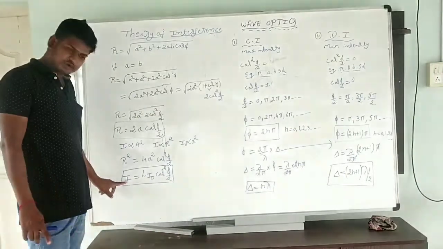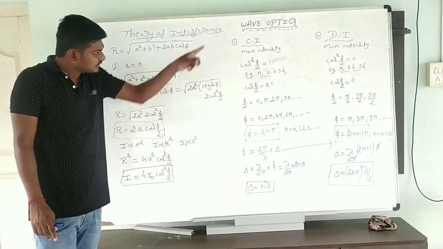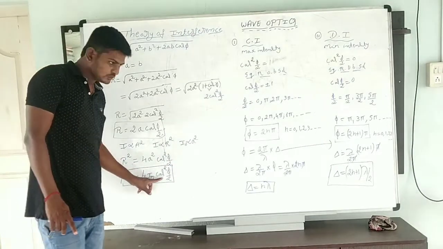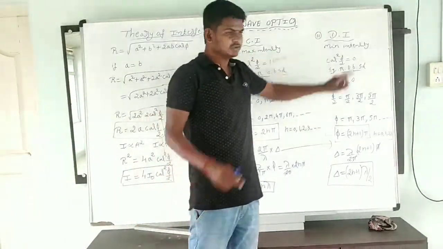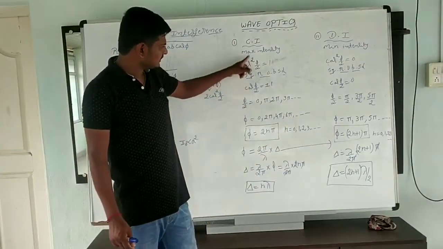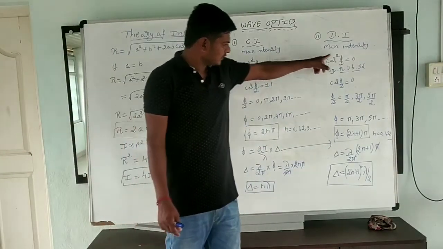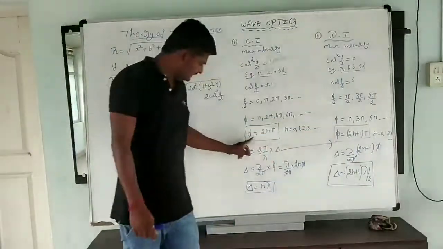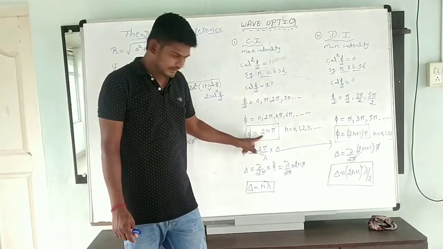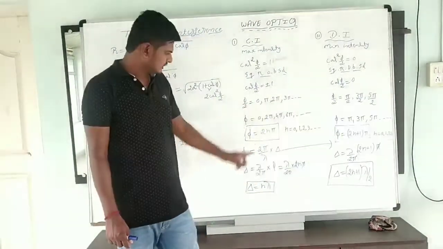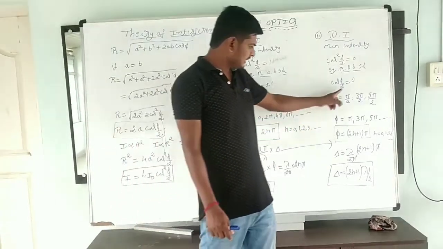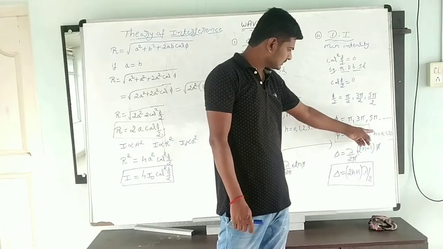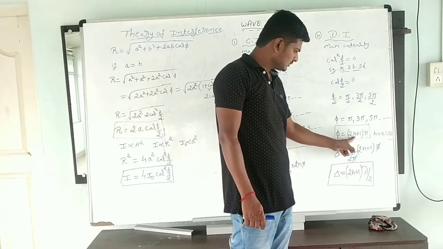Now we have to get the constructive interference and destructive interference. Constructive interference means maximum intensity, and destructive interference means minimum intensity. Maximum intensity means the cosine will be plus 1. Minimum intensity means that will be 0. Whenever we get 0, we get the condition. After getting this condition, we can write in equation form the phase difference is equal to 2n pi, where n varies from 0 to 3. Again, we will get the same answers. Here also, 2n plus 1 into pi, n equal to 0, 1, 2, 3.